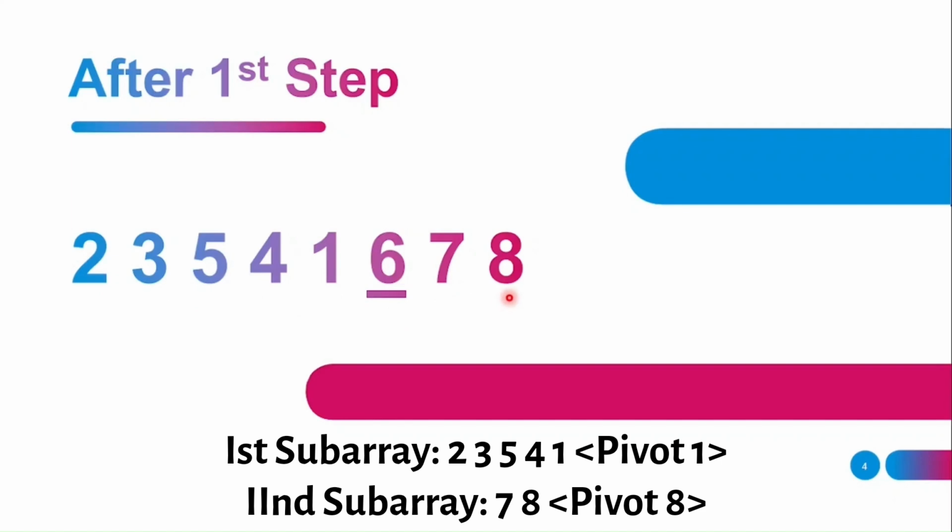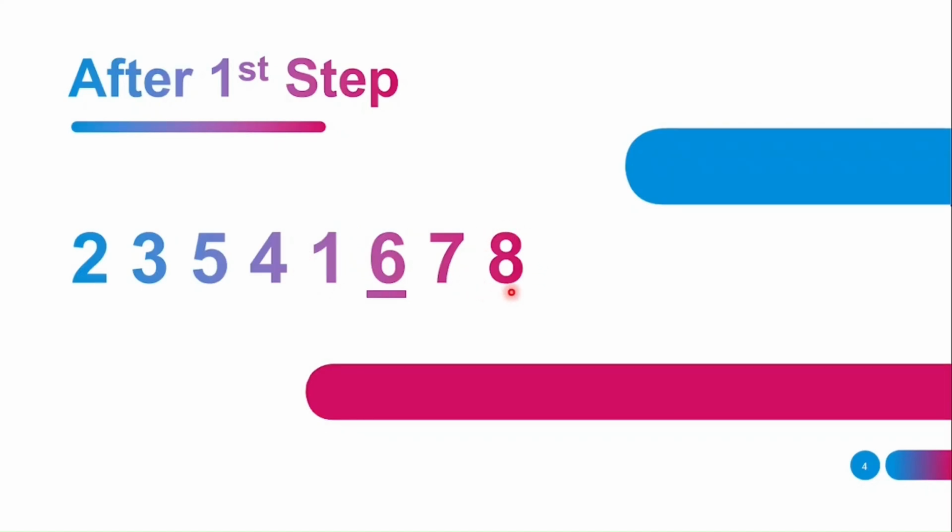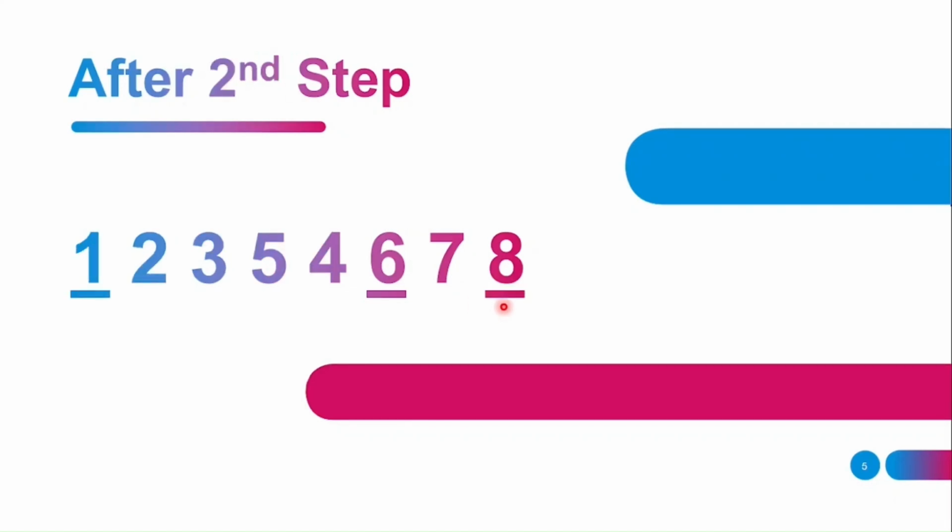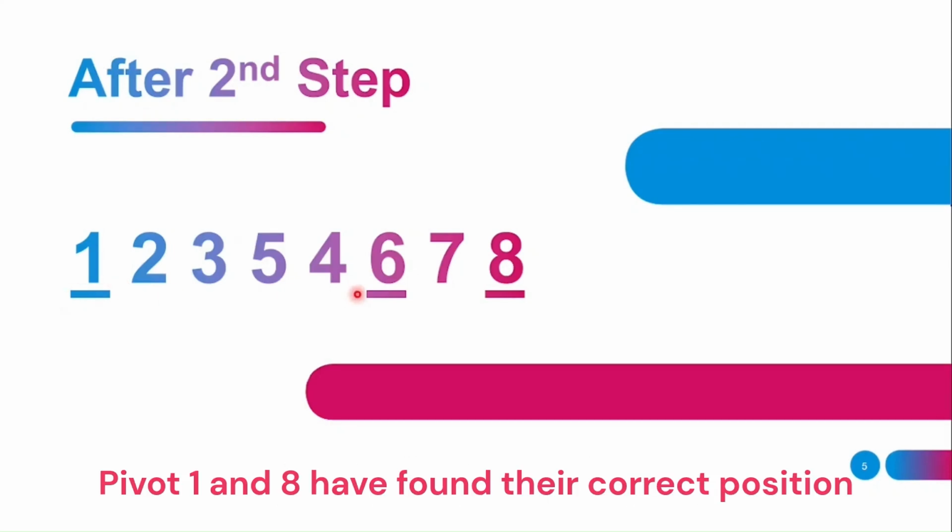Now these two sub-arrays would undergo the same procedure as our original array, and these two procedures would take place separately. So in this sub-array, I'll be taking 1 as my pivot, and in this sub-array, I'll be taking 8 as my pivot. So that's how we'll be proceeding in step 2. As you can see, in this sub-array, we had no element lesser than 1. 1 has nothing on the left side, but 1 has a sub-array on the right side because 1 is the smallest. So this pivot and this pivot have found their correct position.